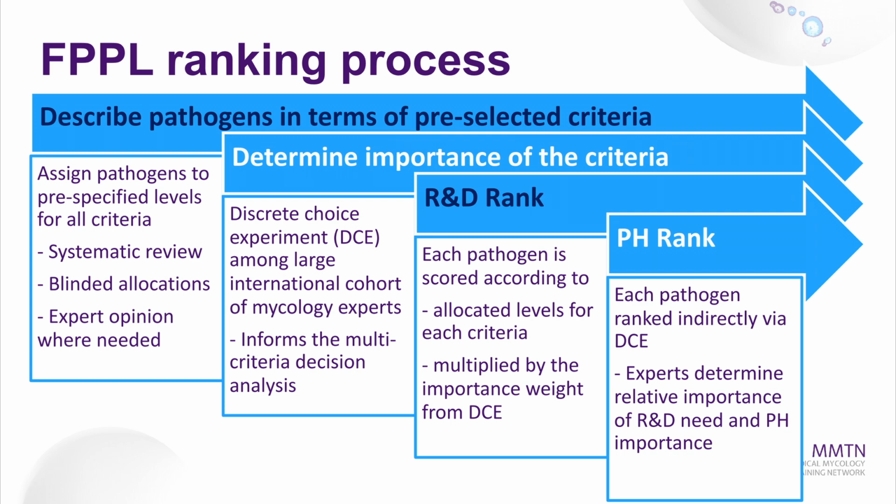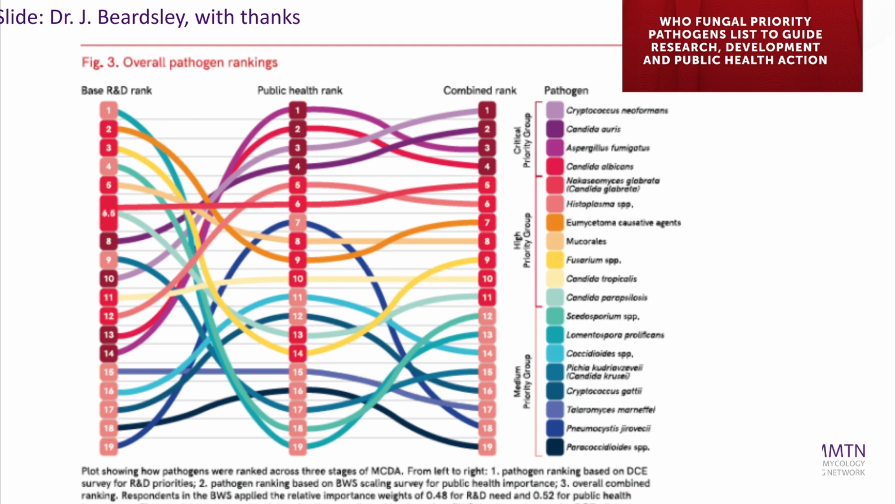So I'm going to show you this diagram now, which is relatively complicated, but I hope explains the process that the invited panel was asked to go through. So let's take Scedosporium. This is one of my favorite pathogens. On a base R&D rank, it's important because although it's not common, it has high mortality, it's difficult to diagnose, and it's often impossible to treat at times. But if you look at the public health ranking, it received a bottom ranking of 19. And therefore, when we came to the final ranking, it received only a ranking of 12.